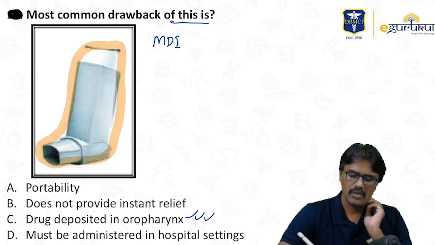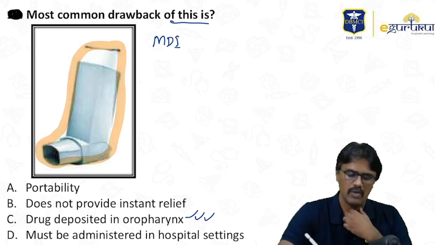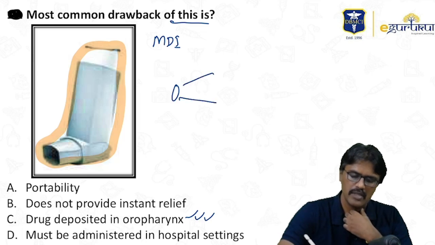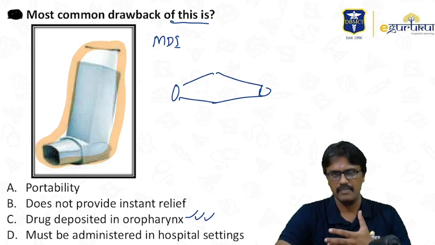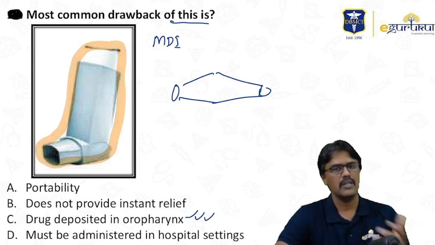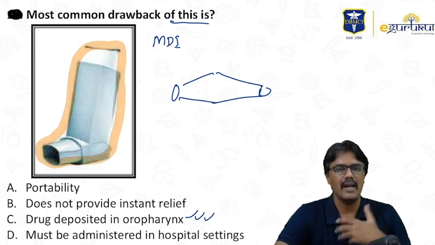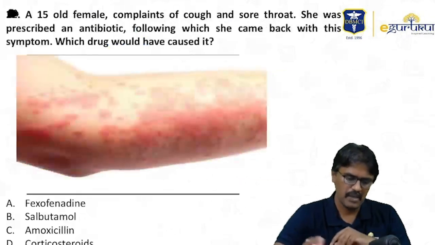Now you want to prevent this drug deposit in the oropharynx. What we can do is use something called a spacer. So a spacer will avoid the drug deposition in the oropharynx. Now if you want to prevent a complication, what you have to do? You have to do gargling after each dose.